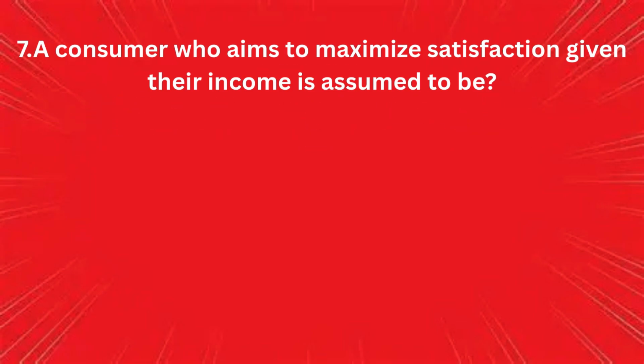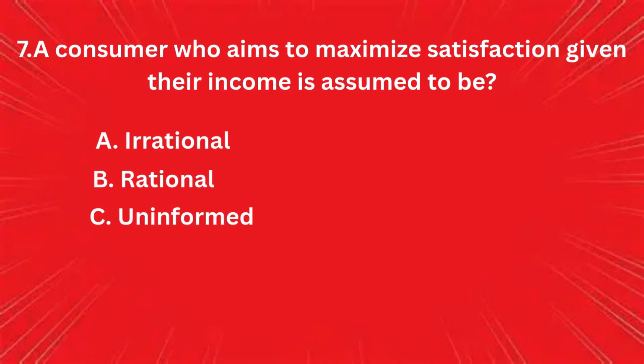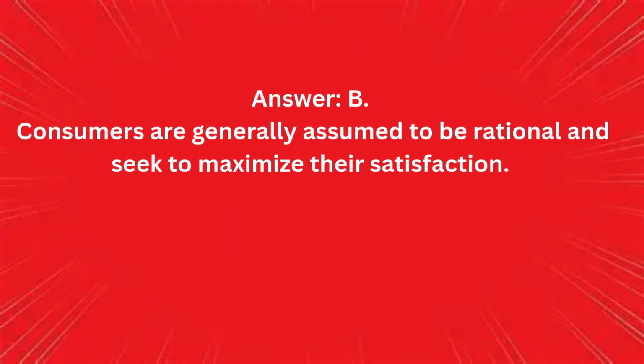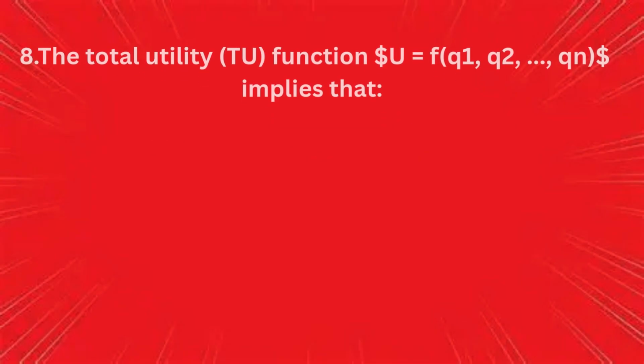7. A consumer who aims to maximize satisfaction given their income is assumed to be A. Irrational. B. Rational. C. Uninformed. D. Indifferent. Answer. B. Consumers are generally assumed to be rational and seek to maximize their satisfaction.